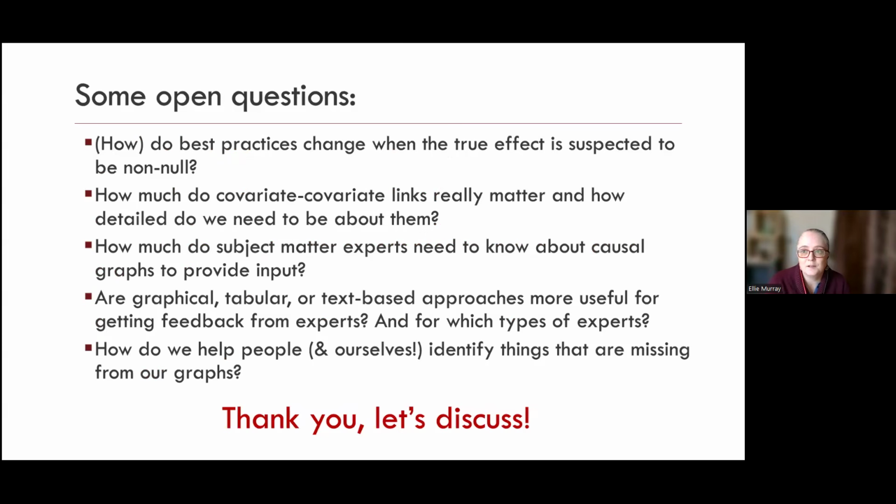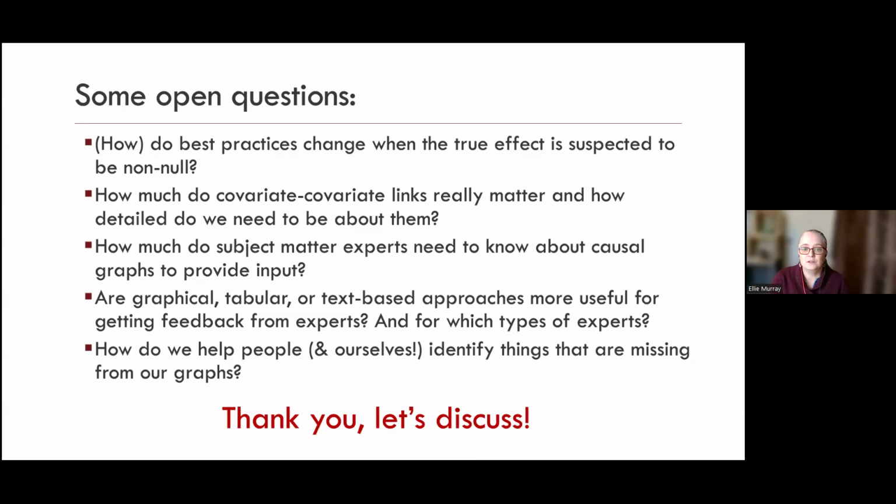Okay, so I'm going to finish there. I know we don't have a huge amount of time for questions, but I tried to think about some of the open questions, which I think still need case studies or other work to answer them in terms of the best practices. So first of all, how do these things change if the true effect is non-null? Second, how much do covariate links really matter, and how detailed do we need to be about them? And do we need to be conducting a systematic scoping review for every pair of covariates? If so, this is going to get out of hand really quickly.